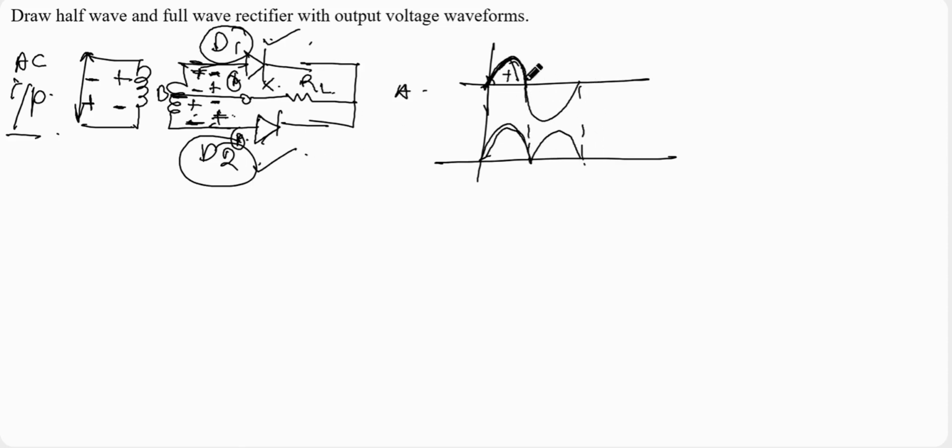In the half wave rectifier, we are only getting the output voltage for the positive half cycle. But in the full wave rectification, we are getting the output voltage for both the positive half cycle as well as the negative half cycle. So this is the explanation of the center tap rectifier. Now we will discuss the bridge rectifier. The circuit diagram of a bridge rectifier is like this.